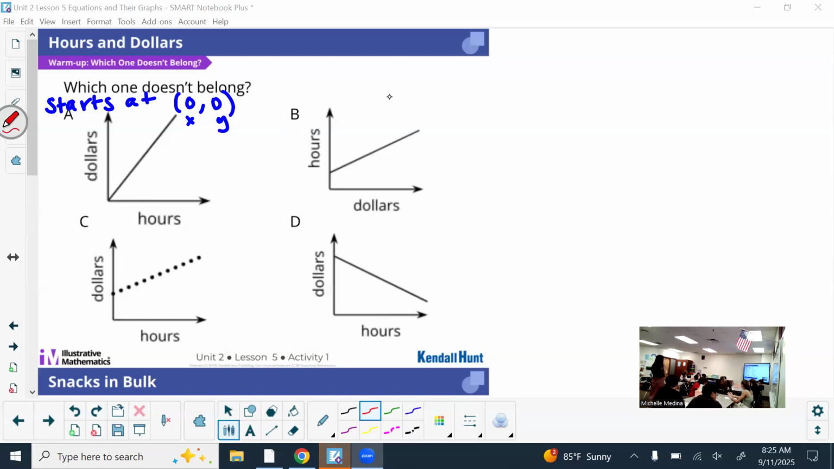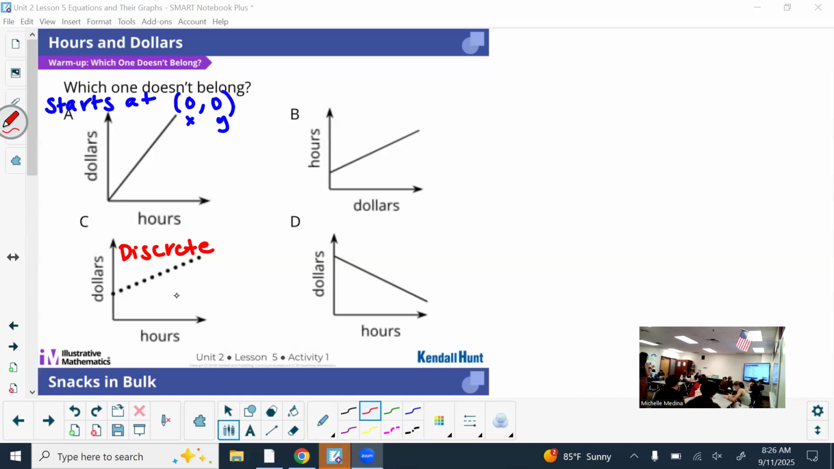That's the only one that starts at the origin. Ricky, why did you choose C is not belonging? Okay, and when it's dotted, we call those discrete graphs. The rest would be considered continuous graphs. So like, dotted, discrete, they both start with D. Ones that are continuous, so there we go.